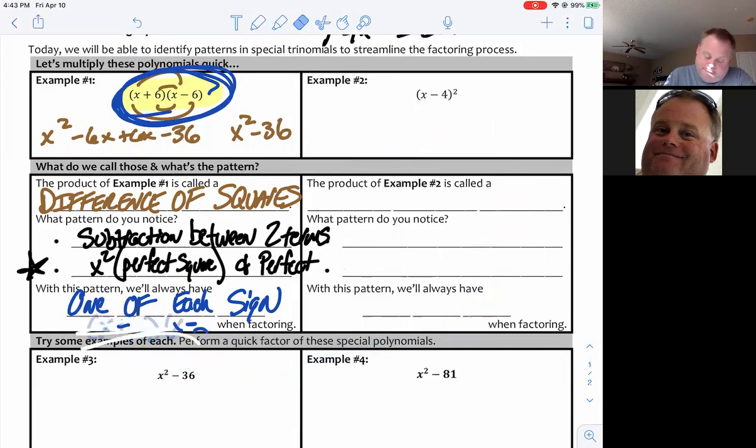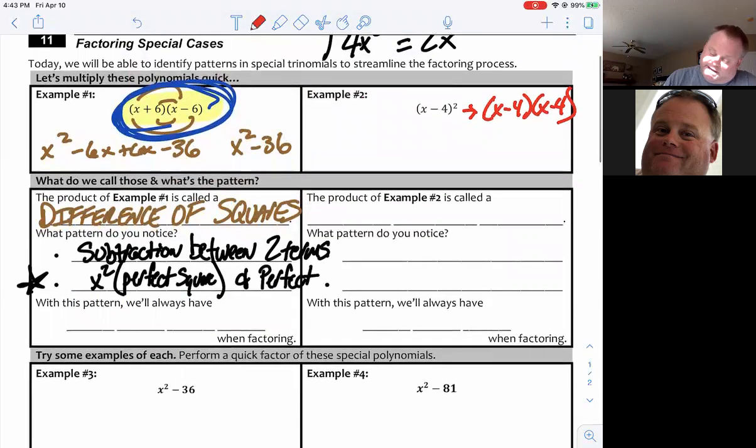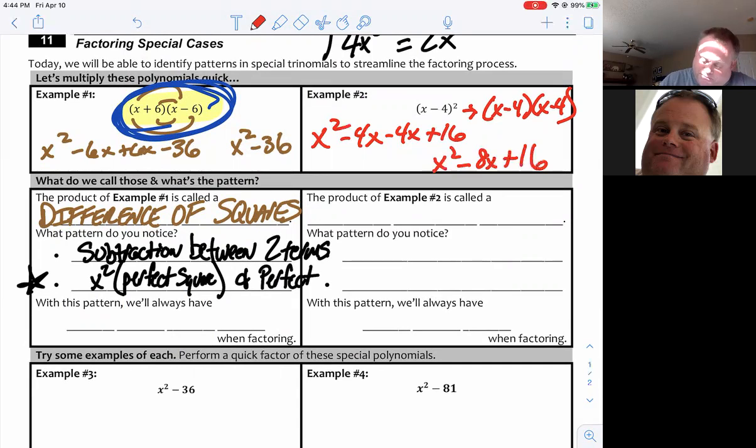Okay. All right. Now there's another pattern also. When I have x minus 4 squared, really what this is saying is x minus 4 times x minus 4, right? The same thing times the same thing. Anything squared, I take it and multiply it by itself. When I FOIL this, I get x squared minus 4x minus 4x plus 16. You already know how to do that, so I'm not really slowing down to do that. And then when I combine like terms, I get x squared minus 8x plus 16.